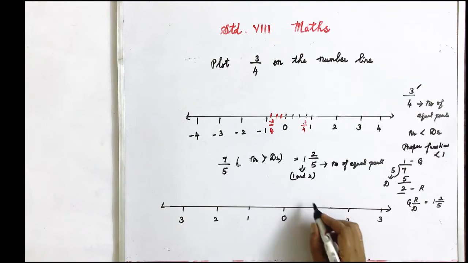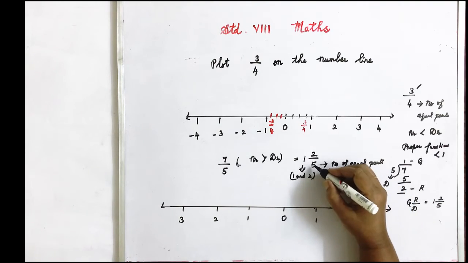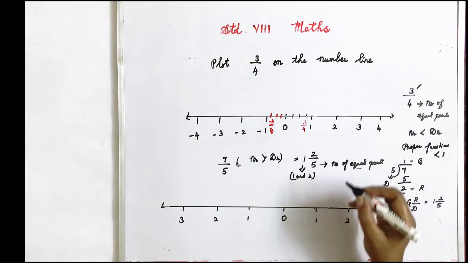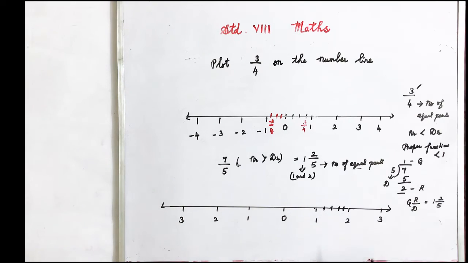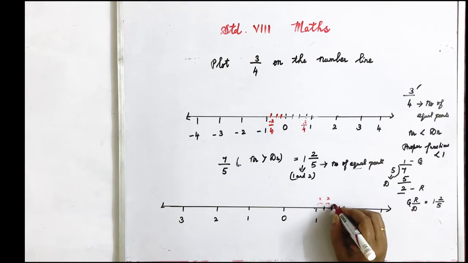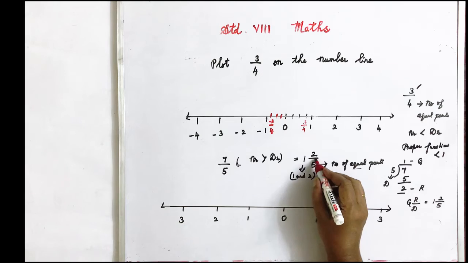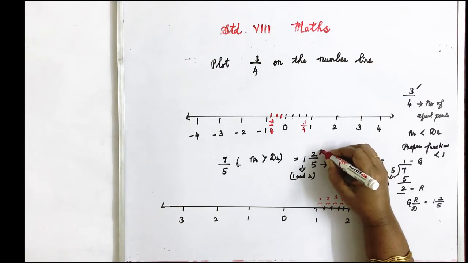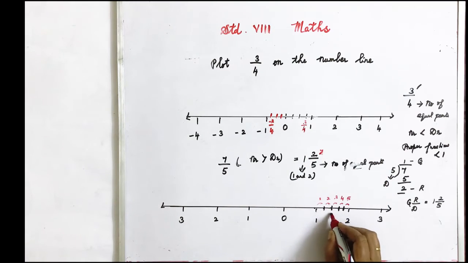So this should be marked between 1 and 2. The distance between 1 and 2 should be divided into how many parts now? 5 parts. If you want to mark 5 parts, we have to draw 4 lines. So 1, 2, 3, 4, 4 lines we have to mark. So this will be 1, this distance is 2, this distance is 3, and here it is 4, and so it is 5. So 5 equal parts we have marked. And what does this numerator tell us? We have to mark in the second part, that is, from 1 we have to mark in the second part. So this number is 1, 2 by 5.